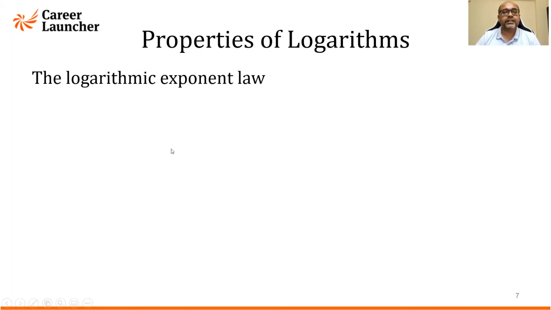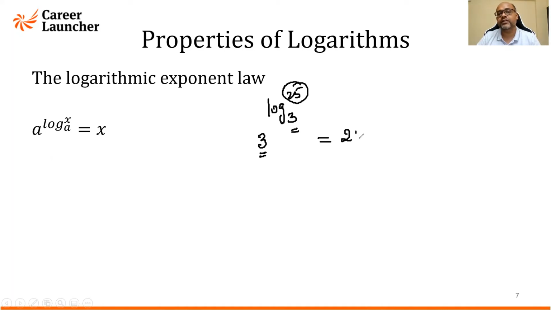Right? The next is exponential law, which basically tells us that a to the power of log x base a, if this base and this base are same, then the output is x itself. Now, let me give you an example of what I mean. If I have 3 raised to the power of log 25 base 3, you can see that this base here and this base here are the same. When they are same, the answer becomes this number itself, which is 25. That is what the exponential law means.